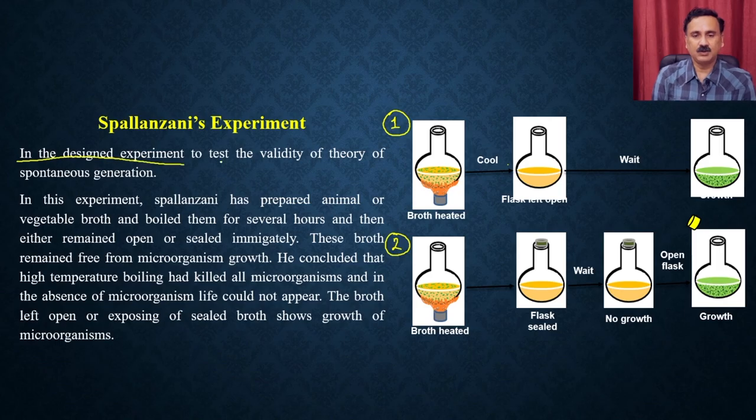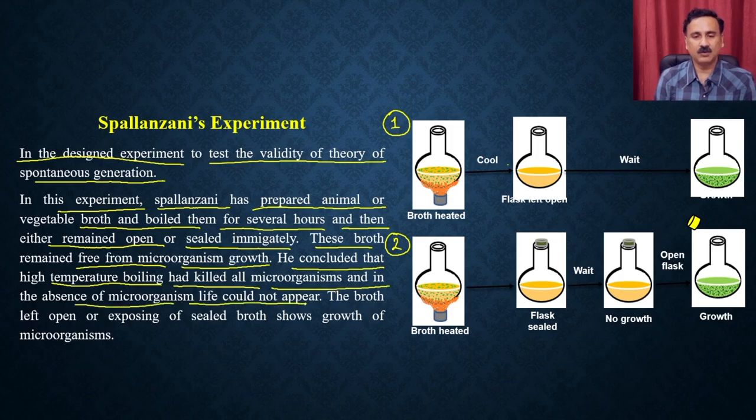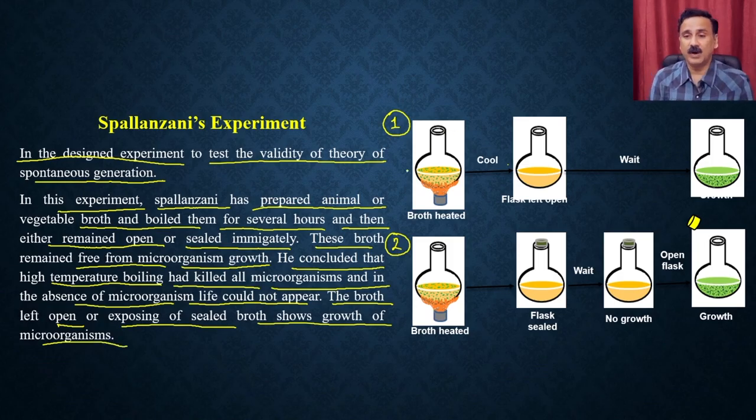So, in the experiment designed to test the validity of the theory of spontaneous generation, Spallanzani prepared animal or vegetable broth and boiled it for several hours and then either left it open or sealed it immediately. These broths remained free from microorganism growth, right? He concluded that high temperature boiling had killed all the microorganisms and in the absence of microorganisms, life could not appear. The broth left open or exposed, after sealing, shows the growth of microorganisms. So, what he did is he took two flasks and boiled the vegetable or meat broth for several hours so that any microorganism present inside the broth would be killed. So, there should be no pre-existing organisms.